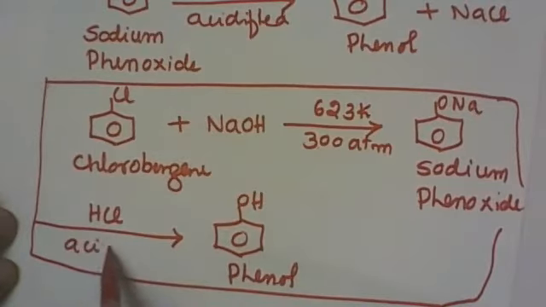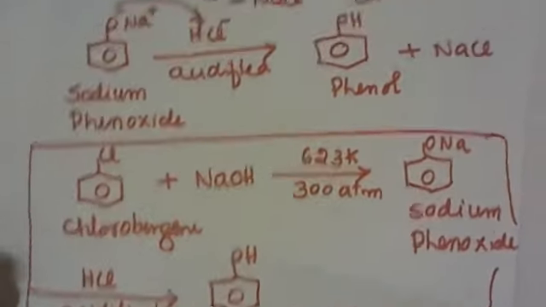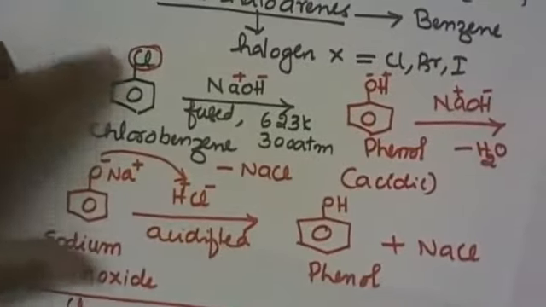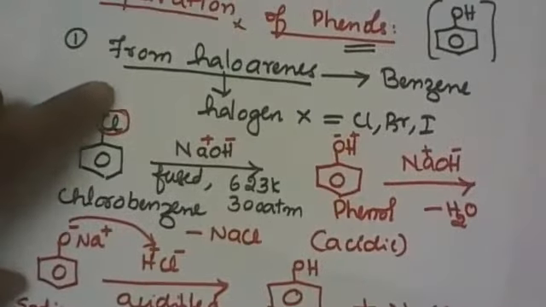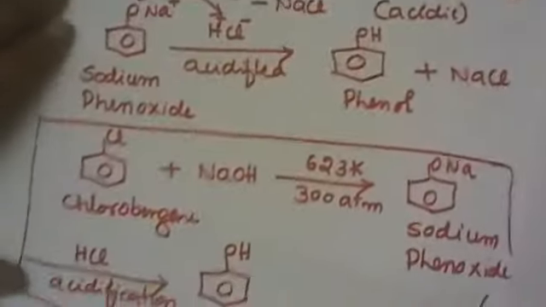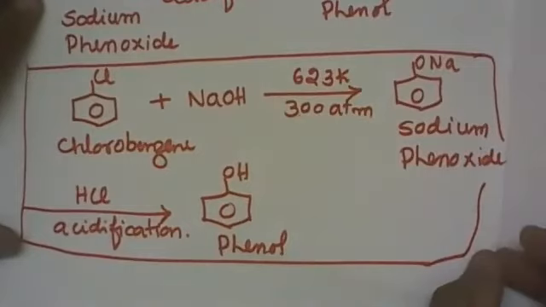This step is called acidification. You need not write the lengthy reaction, it is only for the explanation part. Correct? So what is the first method? From haloarene, and this is the reaction.